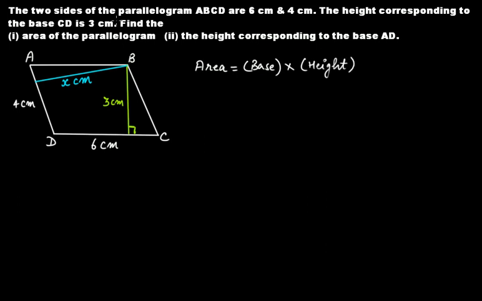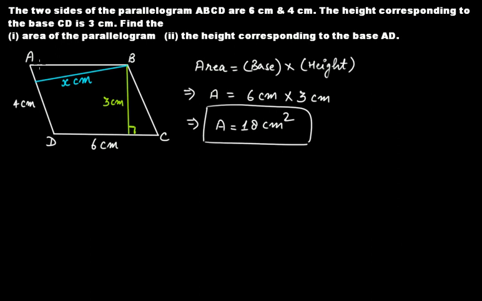Okay, so it's saying that the height corresponding to the base CD, we know this base and we know the height corresponding to this. So this area, if we denote this area with A, then A becomes base, that is 6 centimeter, times height, that is 3 centimeter, and this gives you A is equal to 18 centimeter square, right? Therefore, the area of the parallelogram ABCD is 18 centimeter square.